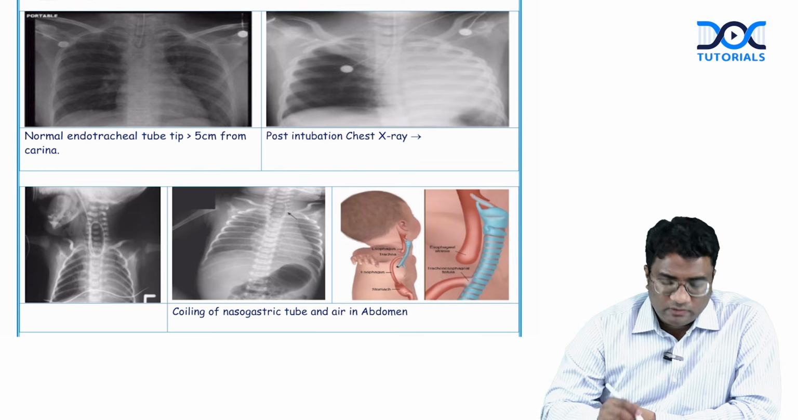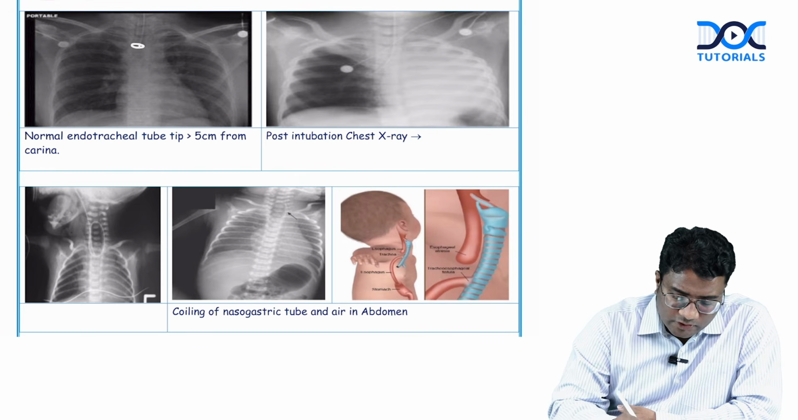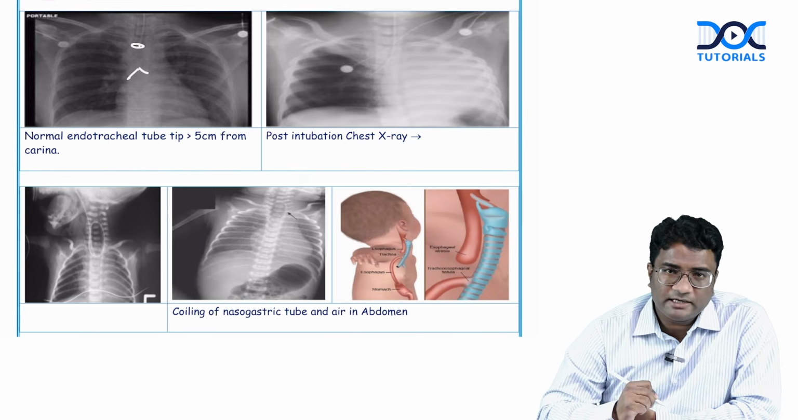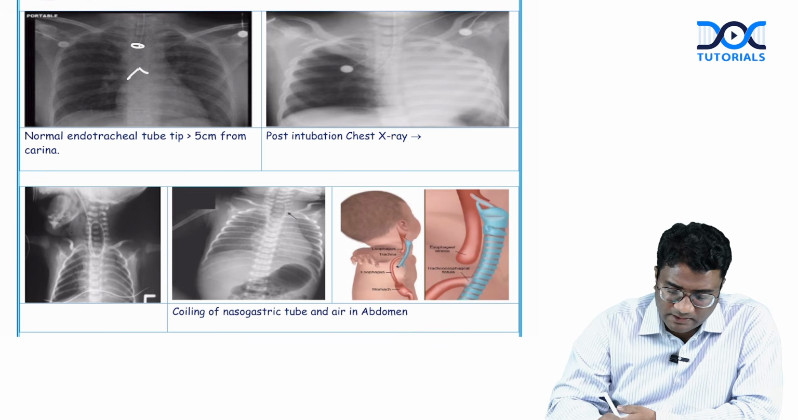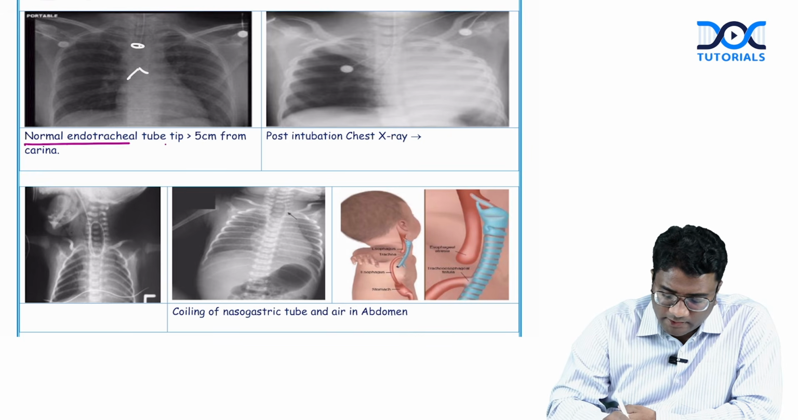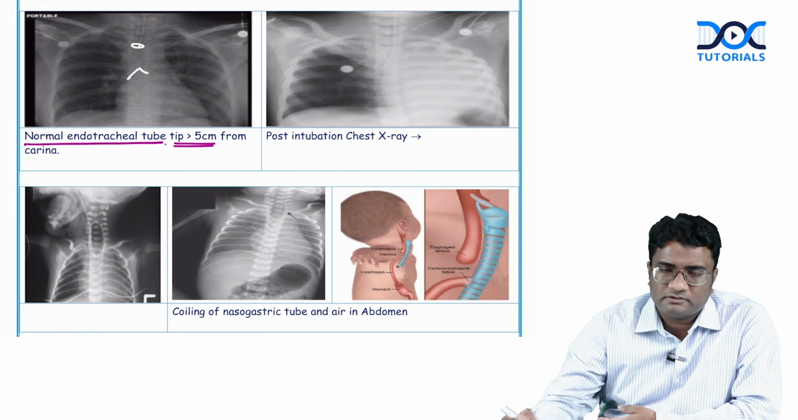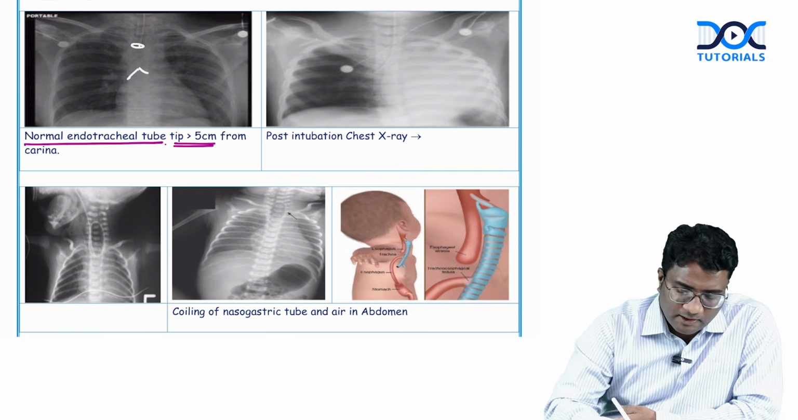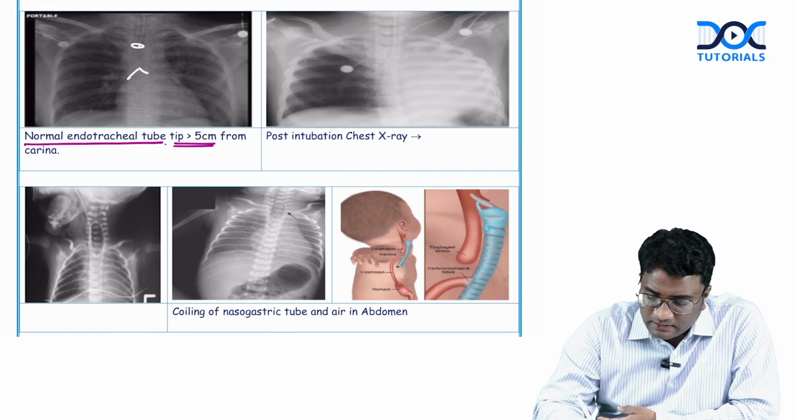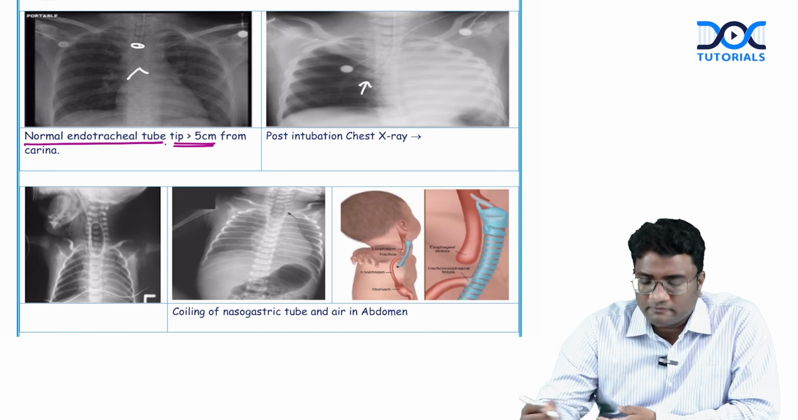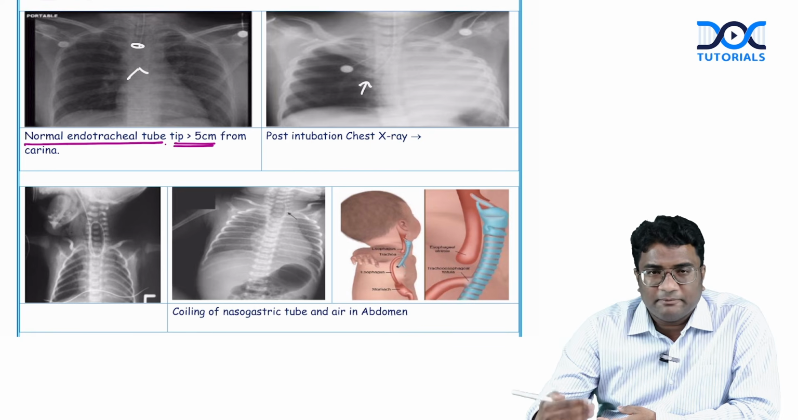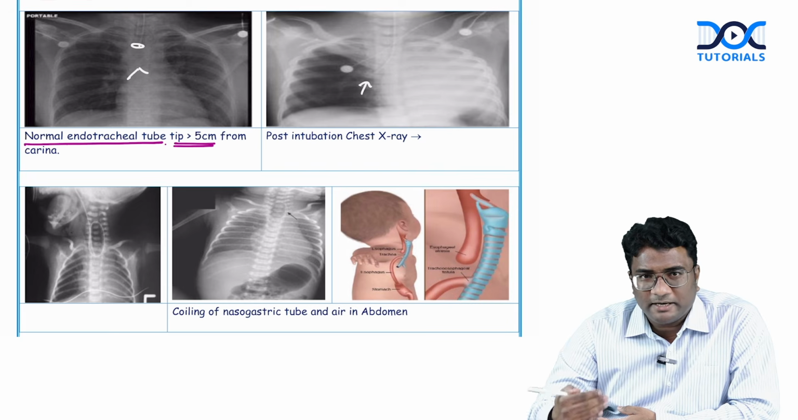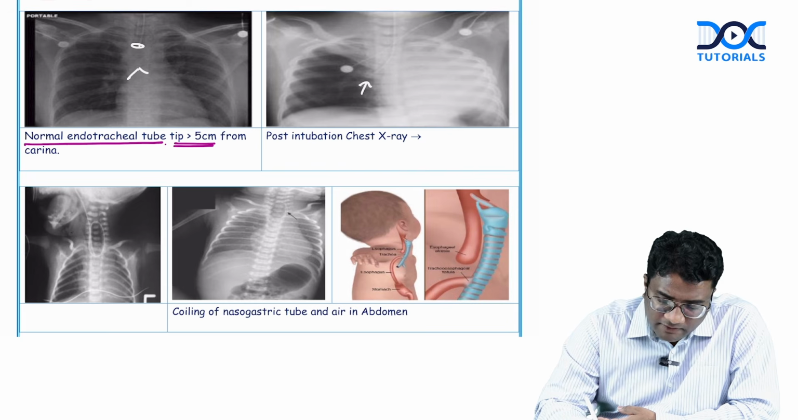We learned this. I told you the tip of the endotracheal tube should be how much distance from the carina? More than 5 centimeters from the carina. A normal endotracheal tube, the tip should be more than 5 centimeters from the carina. But look at this chest radiograph. Look at the endotracheal tube. Look at the tip of the endotracheal tube. Is it above the carina or has it gone into one of the main bronchus? Look at the tip carefully.